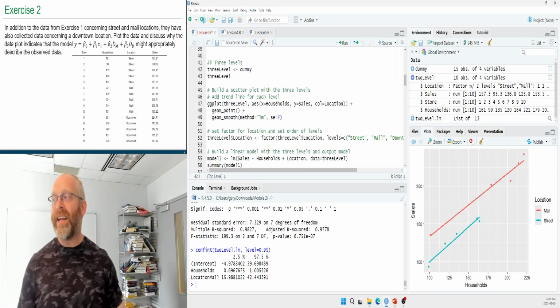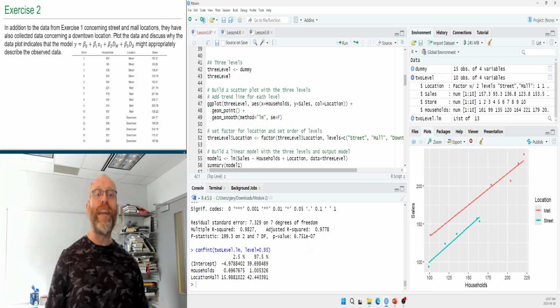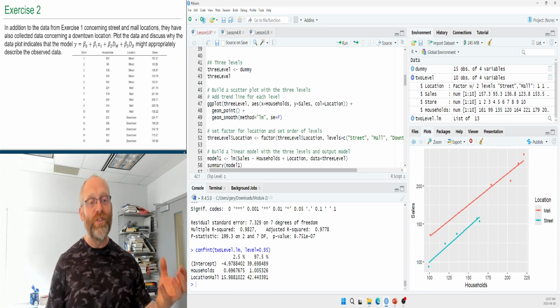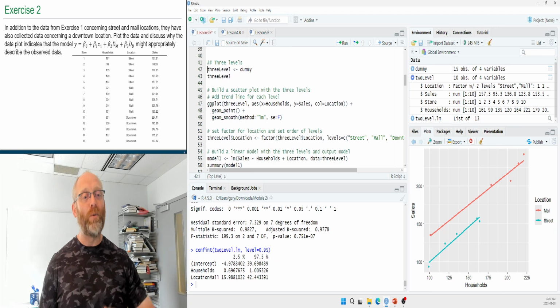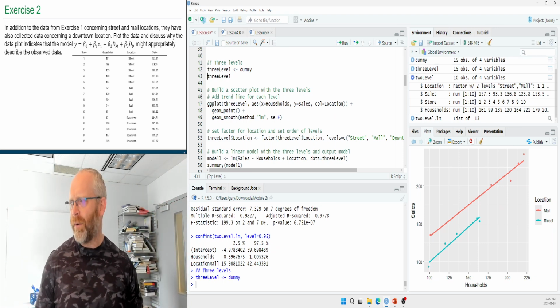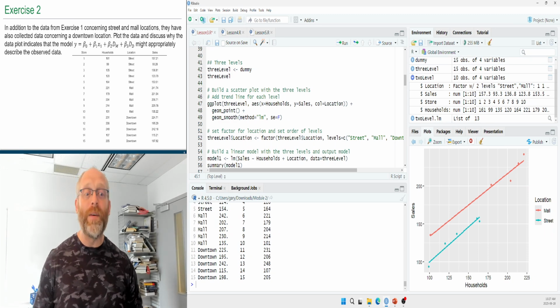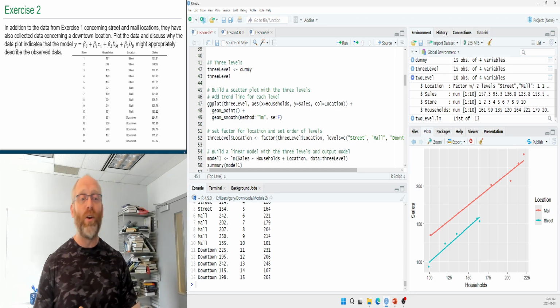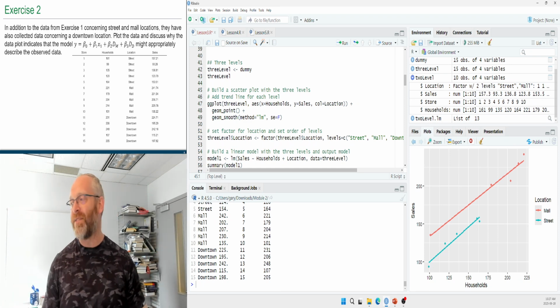So I'm going to create a new variable called 3level. I'm going to take whatever's in dummy, which has the original data that we brought in, and put it inside of the 3level. So 3level looks like this. It's got the 15 observations. Everything is there as it did beforehand. So it has the location: street, mall, and downtown.